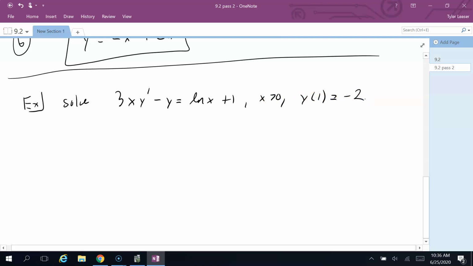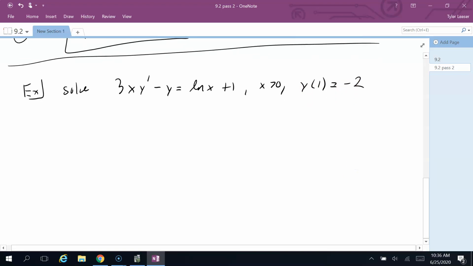All right, this is no longer called solving a differential equation. Now it's called an initial value problem because you're given these initial conditions. What these initial conditions allow us to do is at the end, we can find the c. Okay, so let's just get started.